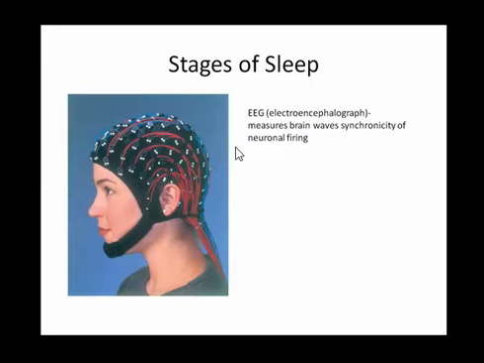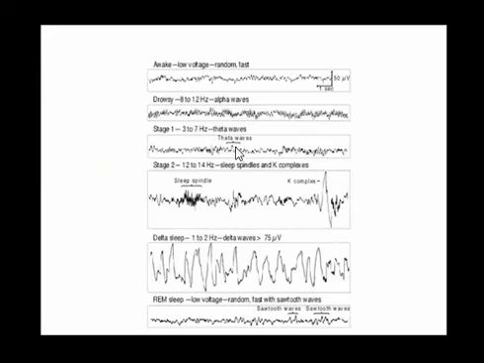Basically, what an EEG is measuring is the synchronicity of the neuronal firing. We'll see that the synchronicity of the neuronal firing, the brain waves, is different at different levels of sleep. If we look up top here, it doesn't say it on this picture, but this would be the awake time, which is beta waves.